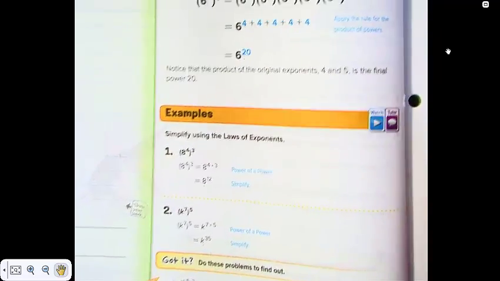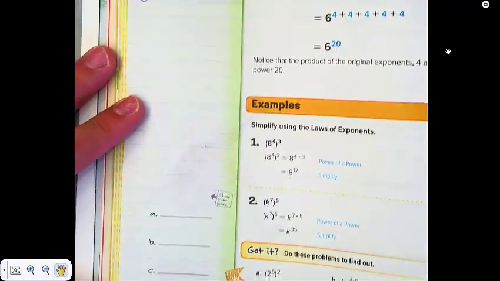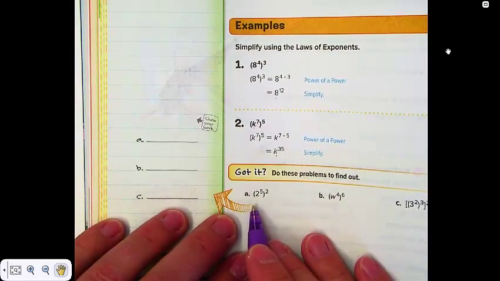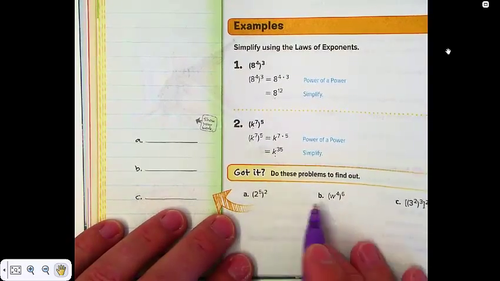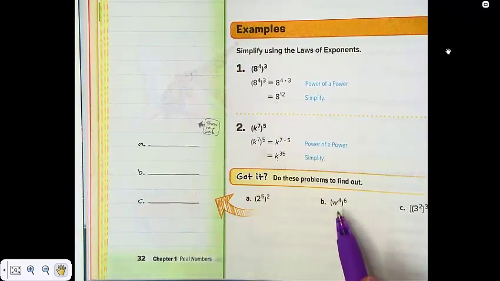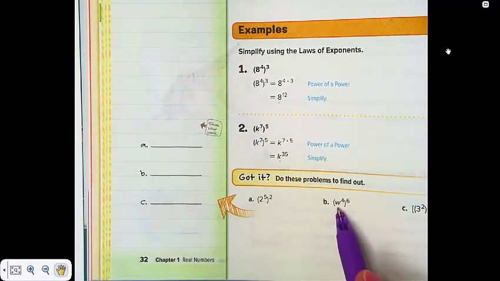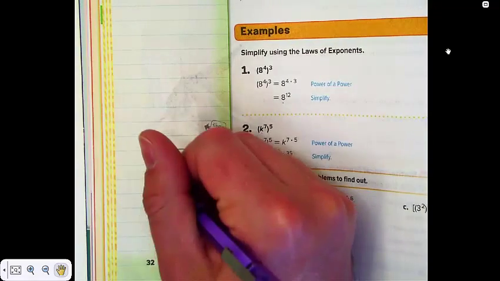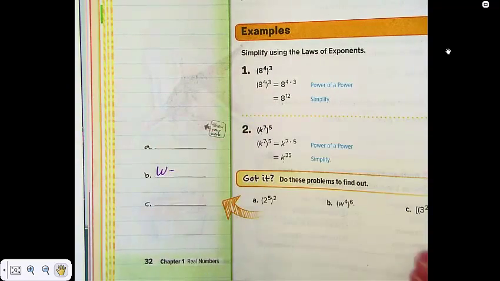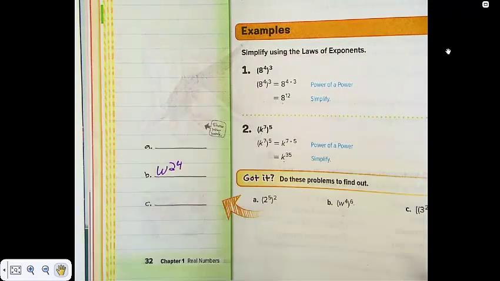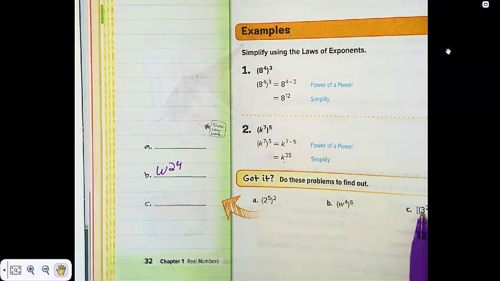Alrighty. Now out to the side, what Miss Neely and I want you guys to do is to actually work out number 1, and I'm going to help you here with number 2. Do that one yourself, fill that in. Number 2 here. Once again, we have a variable, just like we did there. 4w to the 4th power, no base in between, so we multiply 4 times 6. You should have w to the 24th power. Right there.